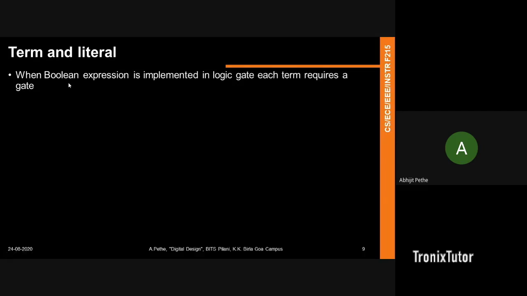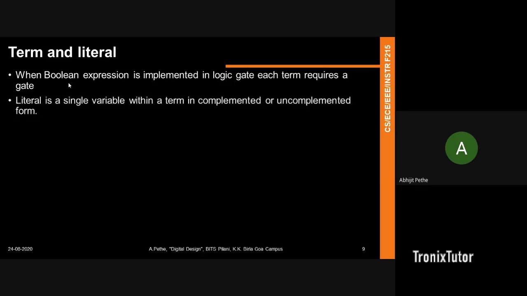So again, why are we doing all this? We're doing all this because we want to ultimately implement this at a gate level, right? So when a Boolean expression is implemented in logic gates, each term in that expression has to be implemented in a gate. In the previous case, when you had x plus y prime z, that plus was implemented in a gate and the y prime z was implemented in a gate.